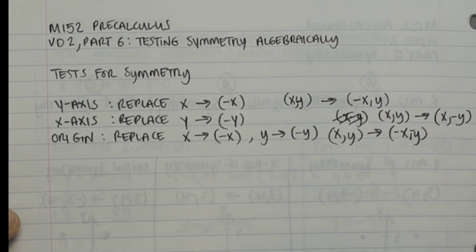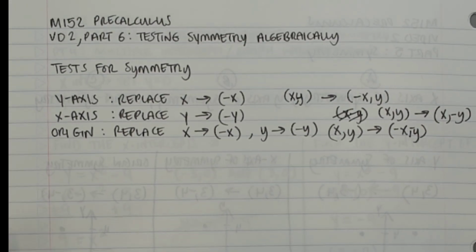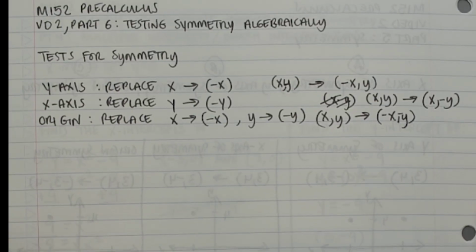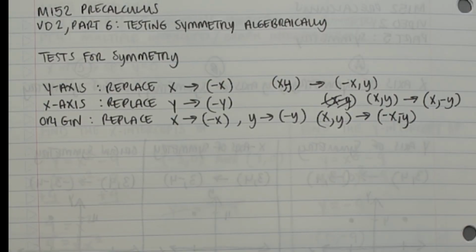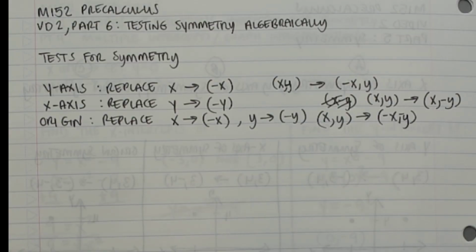So the basic question is this: after making the substitution, do we get the original equation back? That's the question. After making the substitution, do we get the original equation back? If the equation remains unchanged, then the graph has that type of symmetry. So let's begin with an example.